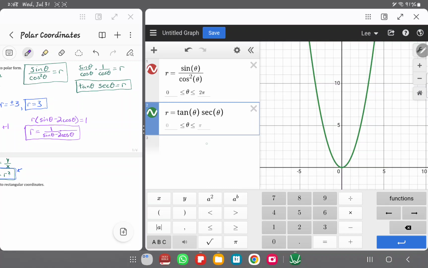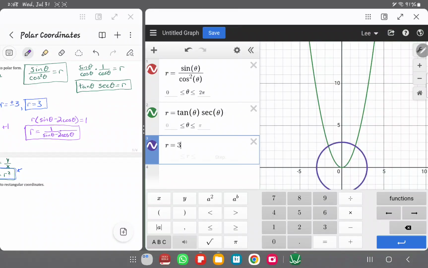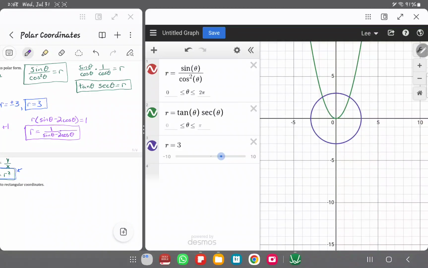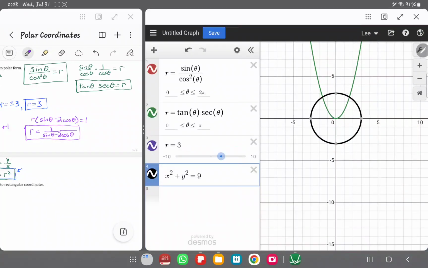If we want to check some of the others, we could say that second one, r equals 3, that's an easy one. That's a circle radius 3. And if I type in x squared plus y squared equals 9, also circle radius 3, so I can graph both of those and see which ones I'm going to get. So circle radius 3 for both of those.